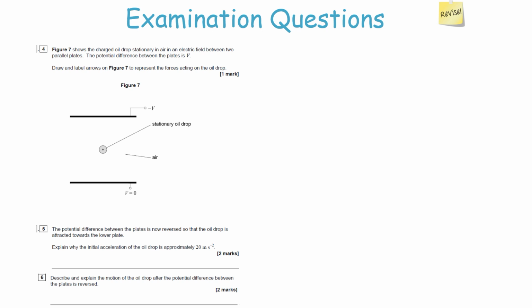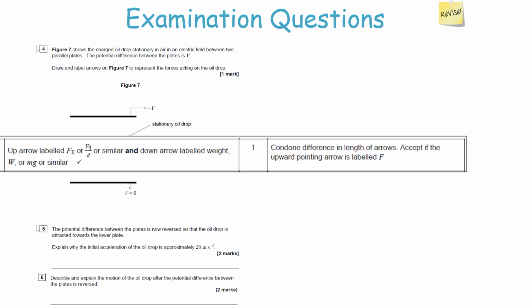So, what do we know in this particular situation? If our oil drop is stationary in midair, it tells you that the force going upwards and the force going downwards are going to equal each other. Now, the force going downwards is going to be gravity, mg, the weight. Whilst going upwards is going to be the electrical force, which is going to be VQ over d. So they equal each other out.